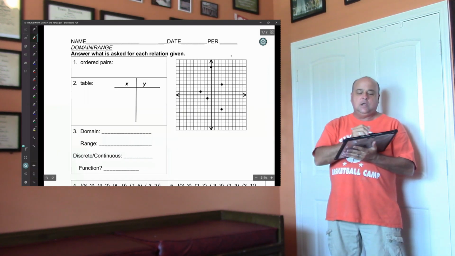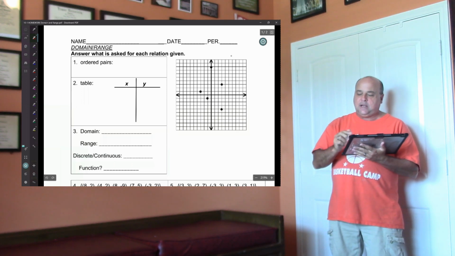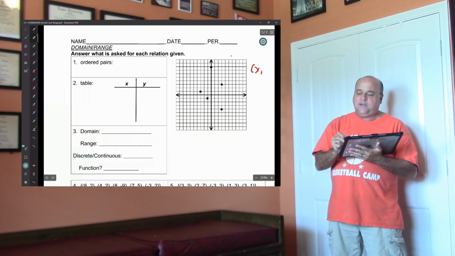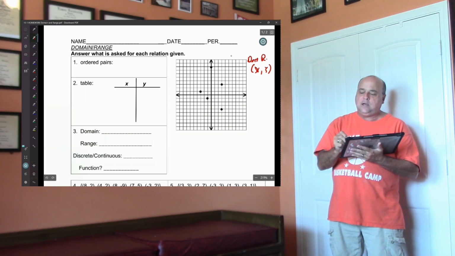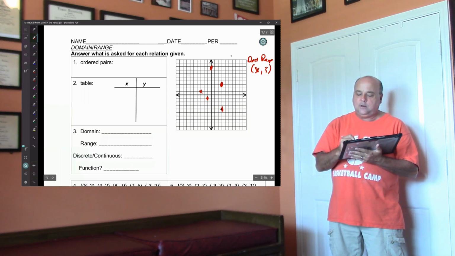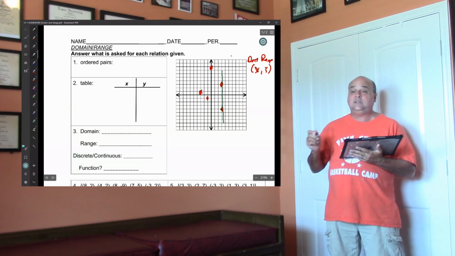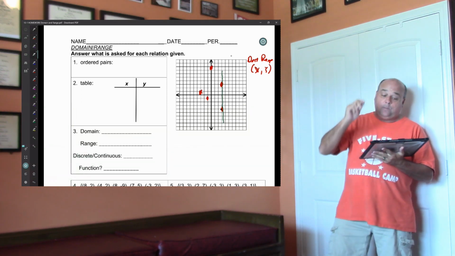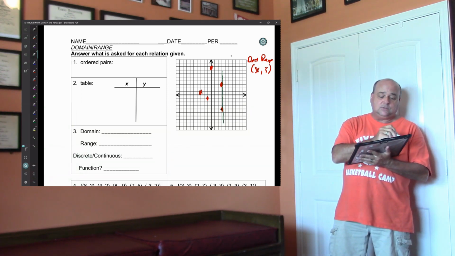Remember, your x's are your domain and your y's are your range. So if you had an ordered pair of x comma y, the x would be your domain, and I'm going to abbreviate range with it. And we're going to have to plot these ordered pairs right here. Notice that a vertical line will cross this graph twice, won't it? So this won't be a function because one of your x's is repeating.